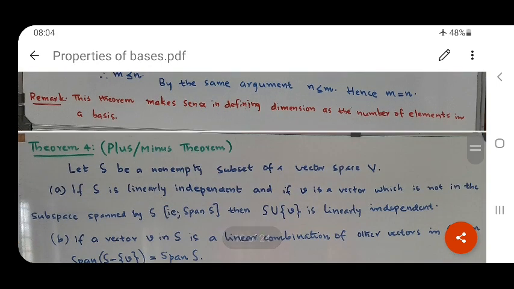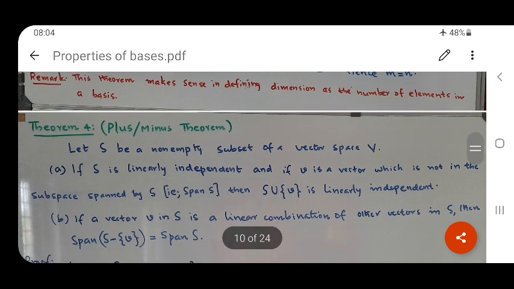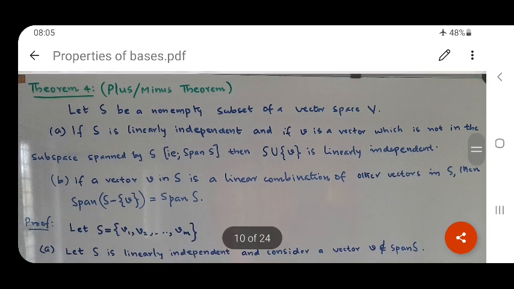Theorem 4, the plus-minus theorem. It says that let S be a non-empty subset of a vector space V. If S is linearly independent and if v is a vector which is outside the subspace spanned by S, that is, which is not in the subspace spanned by S, then by adjoining v to S, the set S union singleton v is linearly independent.